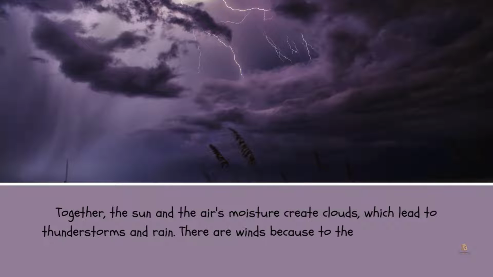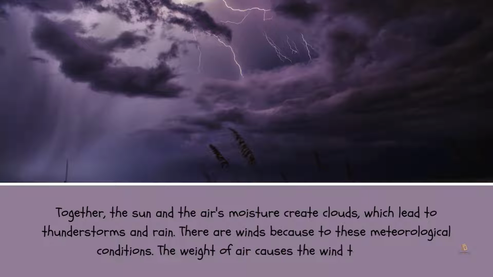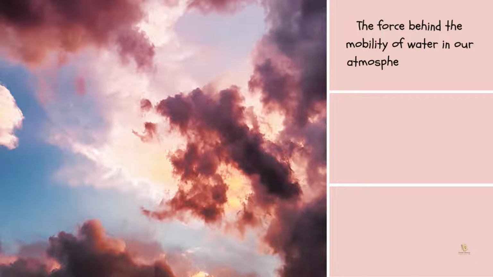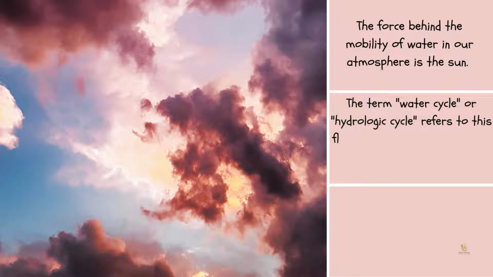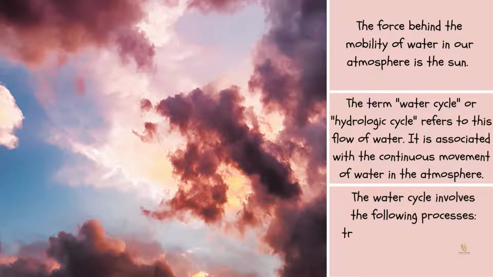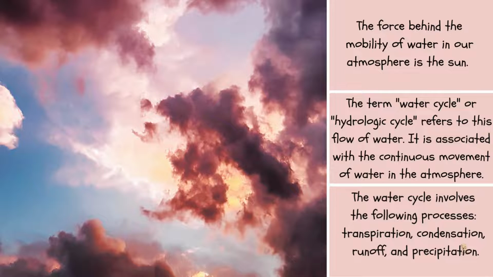There are winds because of these meteorological conditions. The weight of air causes the wind to blow. The force behind the mobility of water in our atmosphere is the sun. The term water cycle or hydrologic cycle refers to this flow of water. It is associated with the continuous movement of water in the atmosphere. The water cycle involves the following processes: transpiration, condensation, runoff, and precipitation.